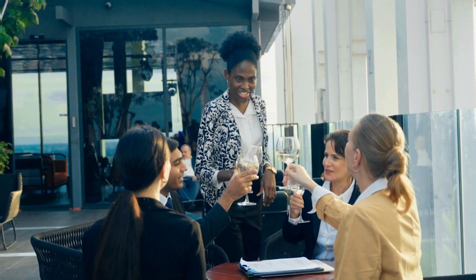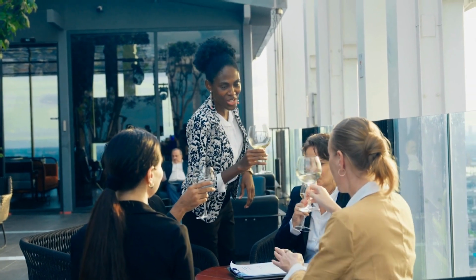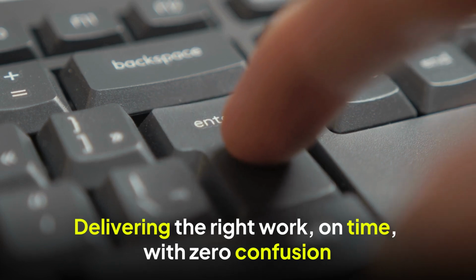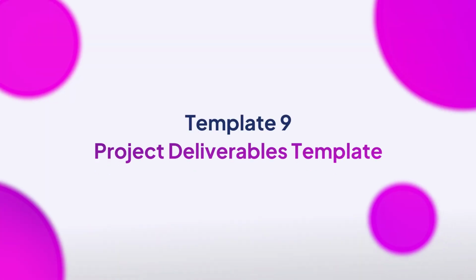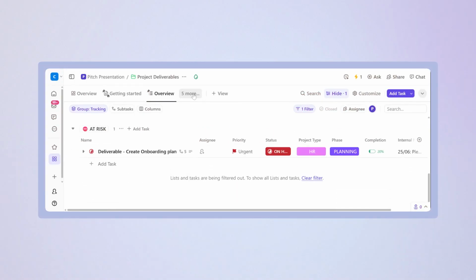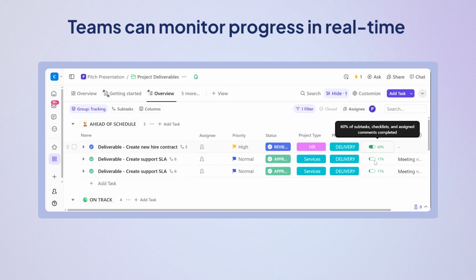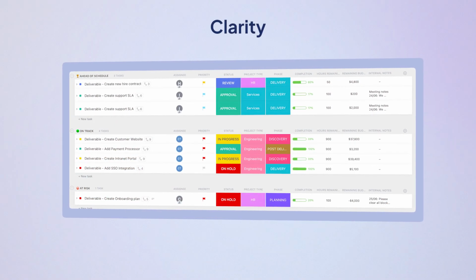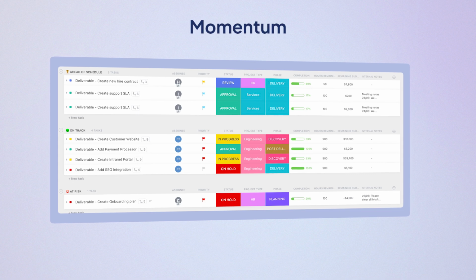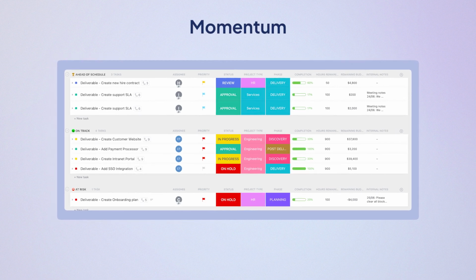Moving on, every successful project comes down to one thing: delivering the right work on time with zero confusion. And the project deliverables template gives you a clear snapshot of what needs to be delivered, who owns each piece, when it's due, and how it fits into the overall plan. Teams can monitor progress in real time and ensure nothing falls through the cracks. It's designed to bring clarity, transparency, and momentum, especially in projects with multiple moving parts.